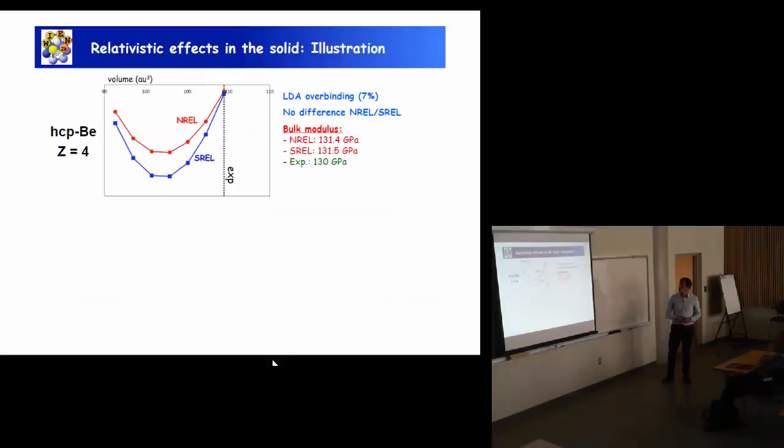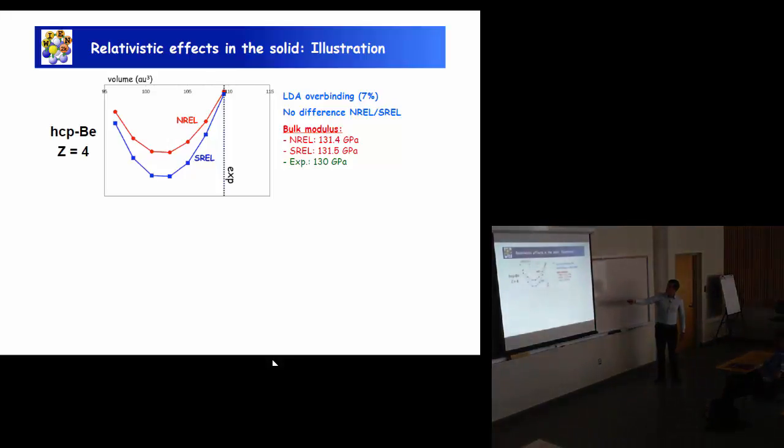So just to illustrate, if you do a relativistic calculation for beryllium, so an atom that contains only four electrons, if you calculate the Lorentz factor, it will be nearly one, so no relativistic effect. Here it is a non-relativistic calculation. You have the total energy as a function of the volume. And you see that the experimental volume is here. It is a local density approximation, LDA. So we underestimate the volume as expected.